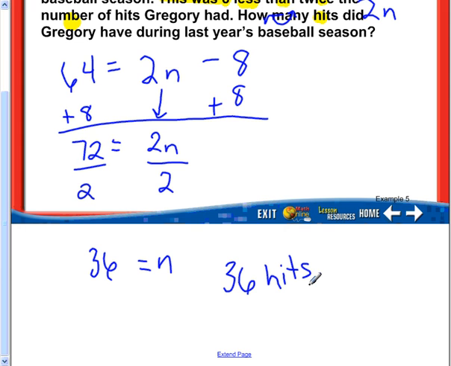And so we're looking for the number of hits. We say that it's 36.